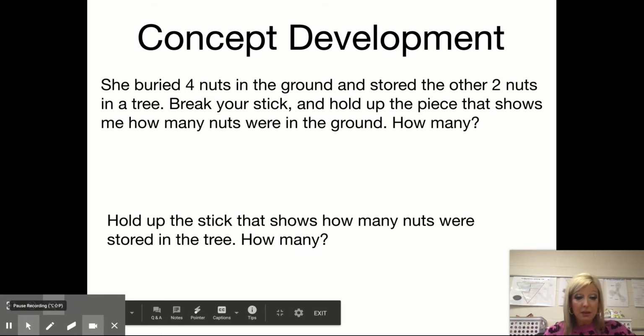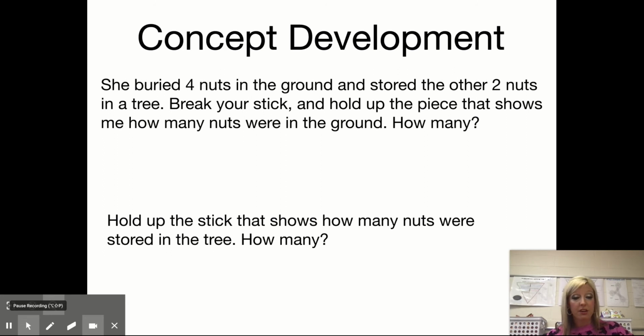So let's talk about this squirrel. We started with 6 nuts. Remember, she collected those for the fall. She buried 4 nuts in the ground and stored the other 2 nuts in a tree. Break your stick and hold up the piece that shows how many nuts were in the ground. So it tells you that she buried 4 nuts and she stored the other 2. So show your home learning partner the nuts that she had buried in the ground and how many that was.